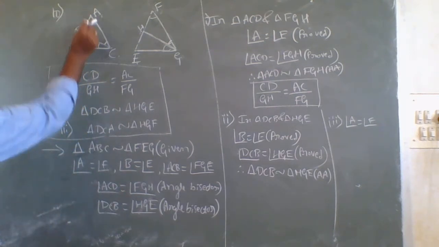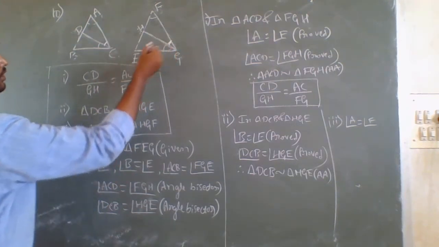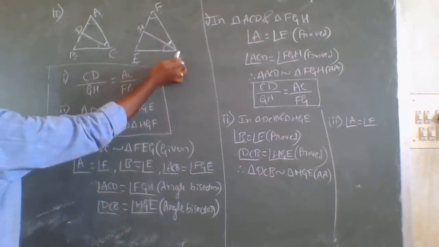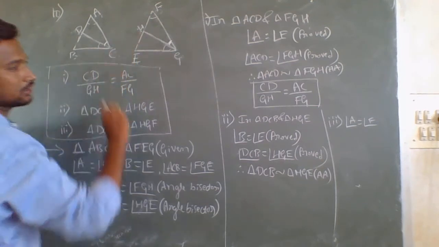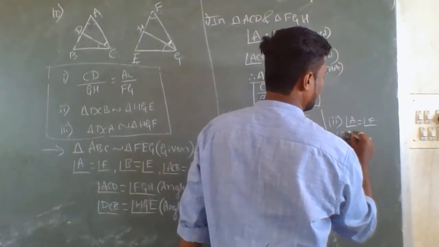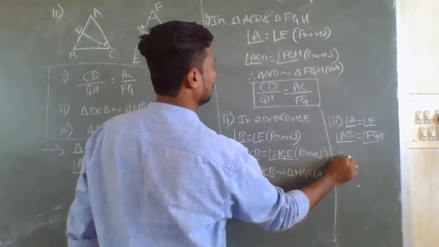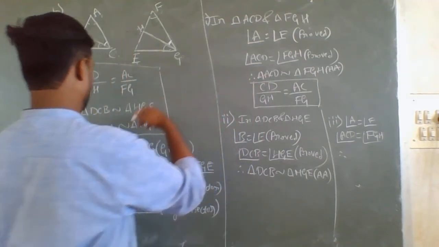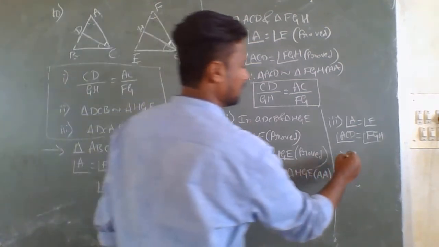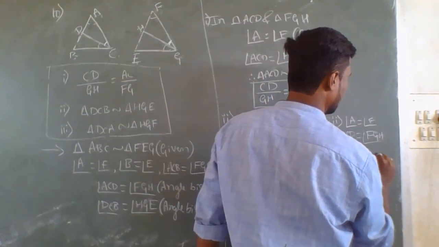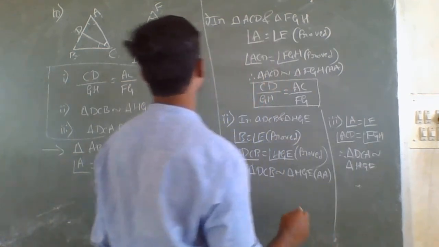And here angle ACD is equal to angle FGH. These two angles are equal because this is the angle bisector of angles C and G. Therefore, ACD should be equal to FGH. Now we can write triangle DCA is similar to triangle HGF.